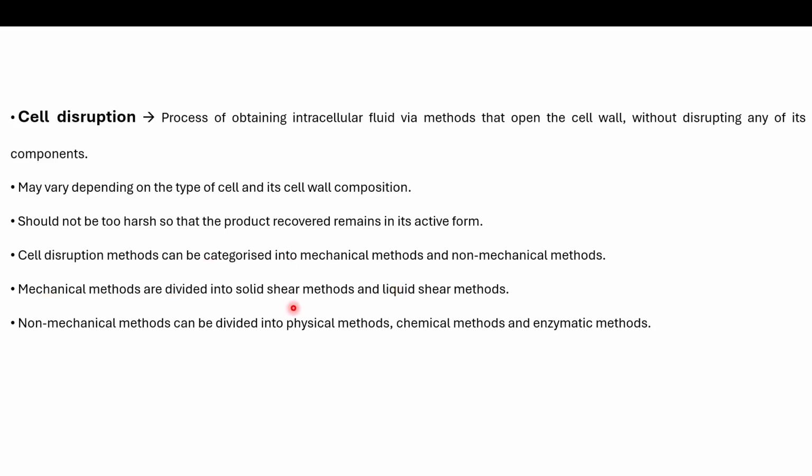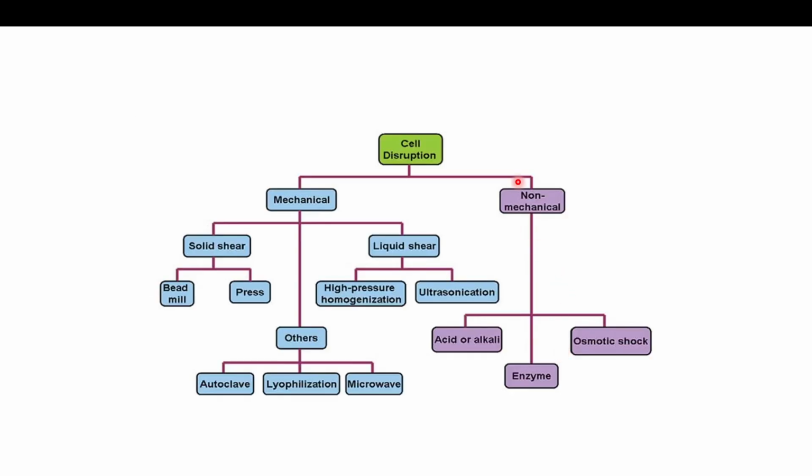Mechanical methods are divided into solid shear methods and liquid shear methods, wherein you use some kind of solid medium or some kind of liquid medium, using the flow of liquid or any solid material to disrupt your cells or break open your cells. And non-mechanical methods include physical methods, chemical methods, and enzymatic methods. We will look into it one by one. Okay. So cell disruption broadly can be divided into mechanical methods and non-mechanical methods.